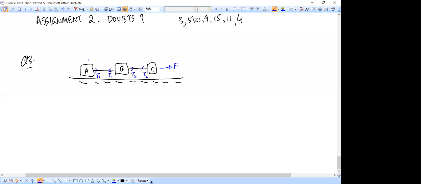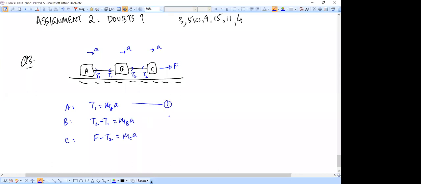So just write the FBD equations of each one. For the block A, you will have T1 is equal to MA into acceleration. For the block B, you will have T2 minus T1. And for the block C, you will have F minus T2. So just solve these three equations for the three unknowns: acceleration, T1, T2. Add them, your T1, T2 will get cancelled, you will get the acceleration, then substitute the acceleration in each of the equations, you will get T1 and T2.